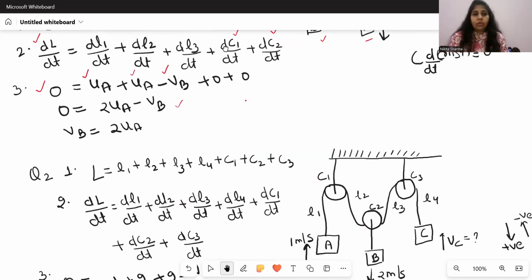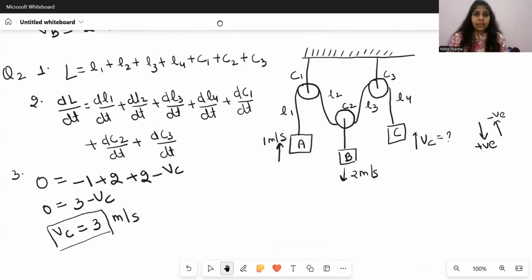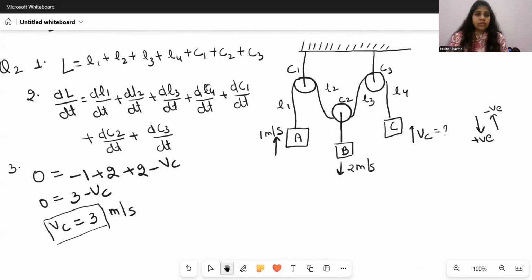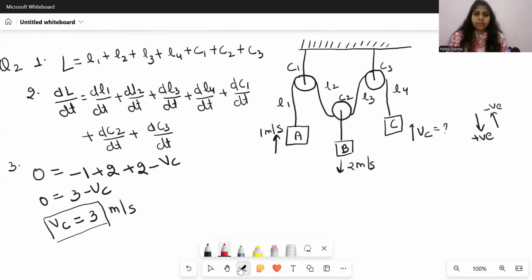We have taken one more problem based on the same concept. In this question, a three-pulley system is given to us. Block A is moving upward with 1 meter per second. Block B is moving downward with 2 meters per second. And block C is moving upward with VC. We need to find the value of VC.